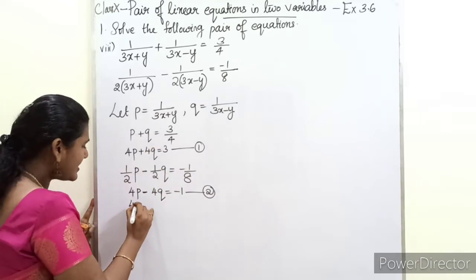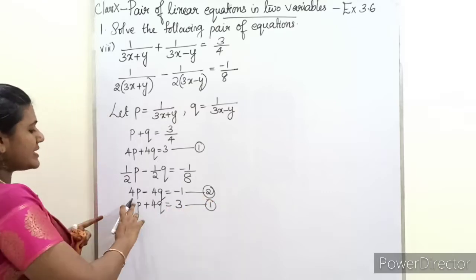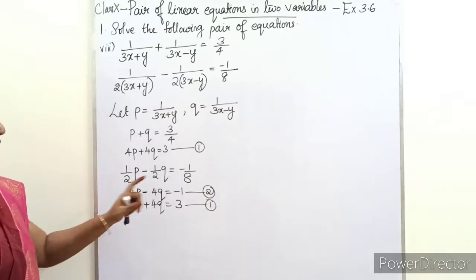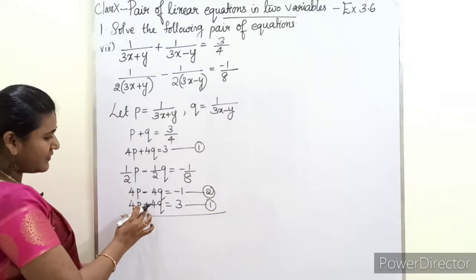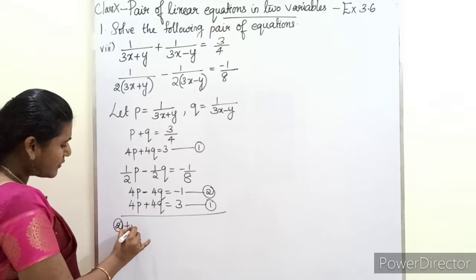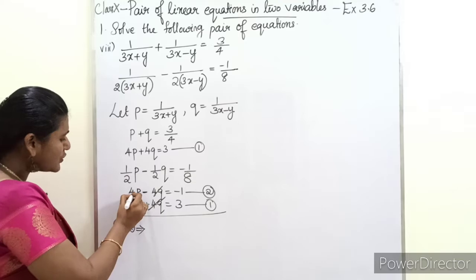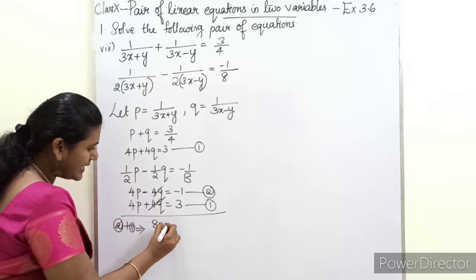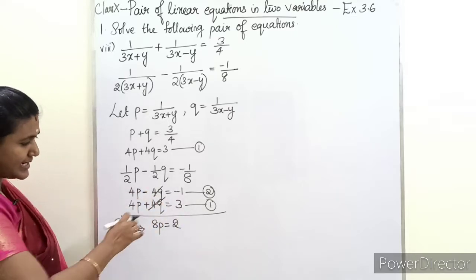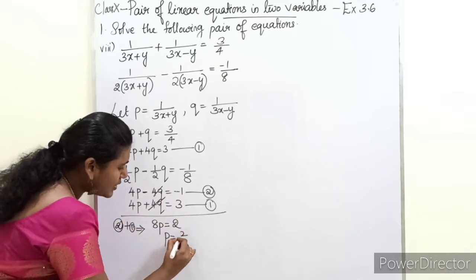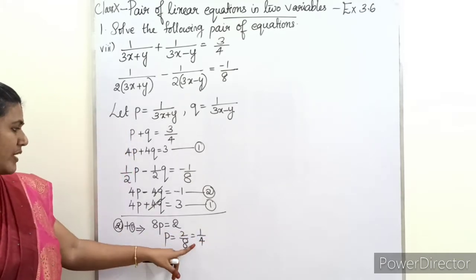So the first equation is 4p plus 4q is equal to 3 and the second equation is 4p minus 4q is equal to minus 1. Now the coefficient of q is the same with a different sign, so we will add equations 2 and 1. The q term will get cancelled. So 4p plus 4p is equal to 8p. 8p is equal to, when you add the right sides, 2. So p is equal to 2 by 8 is equal to 1 by 4.